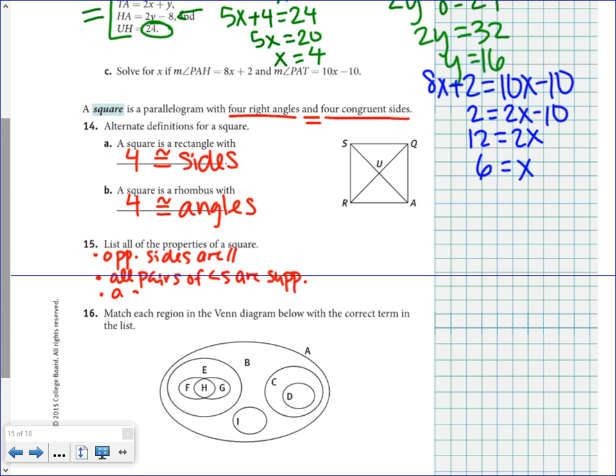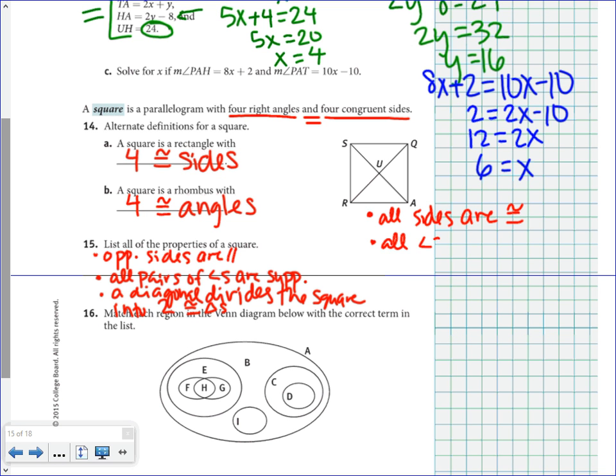A diagonal divides the square into two congruent triangles. You could also say the diagonals divide the square into four congruent triangles. Same way with the rhombus. Another one, all sides are congruent. Another one, all angles are congruent.